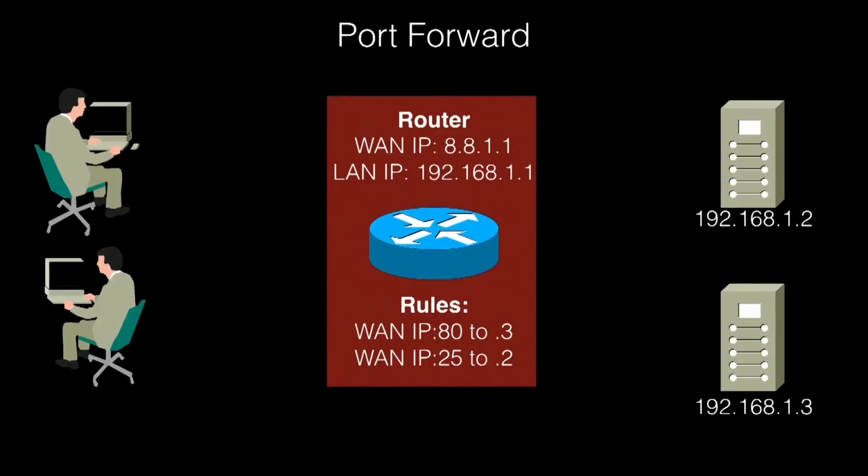So in this example, we've got a router that has a single public IP address. So there's our WAN IP of our router. We've got a LAN IP here, and these are our LAN IPs of our servers, right? These are our rules. We're just doing port forward here. So we've got port 80 going to server .3, and we've got port 25 going to the server.